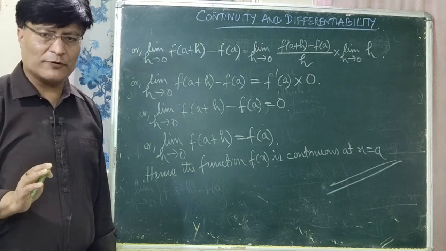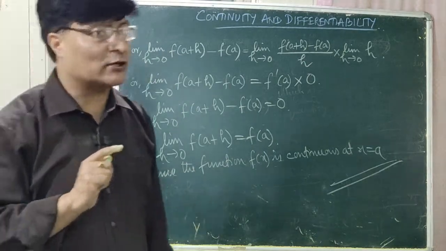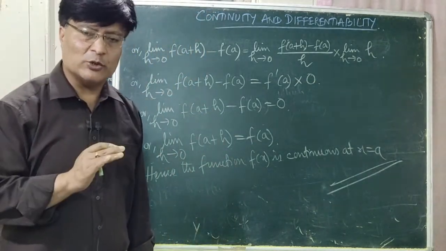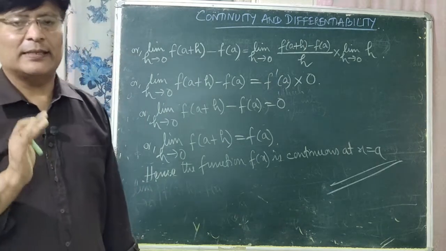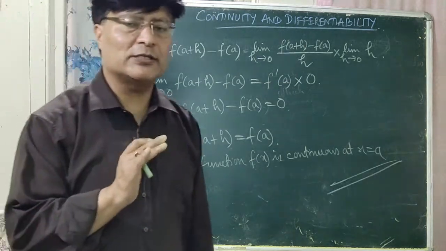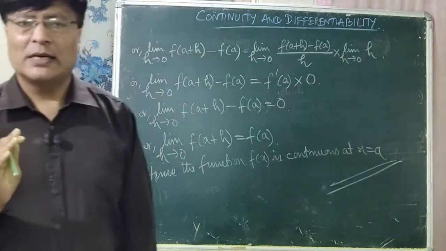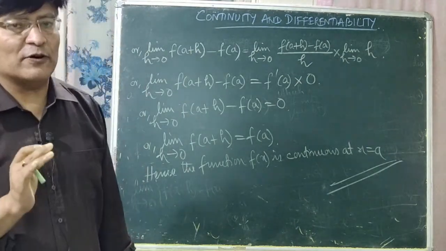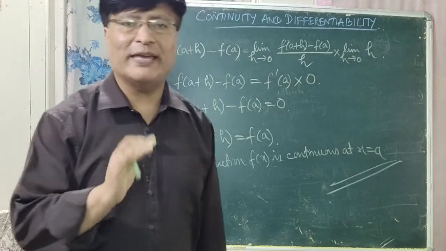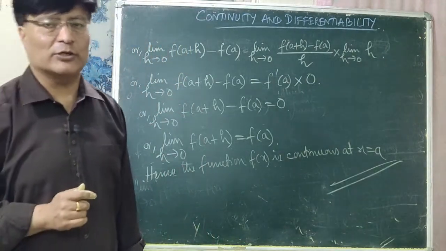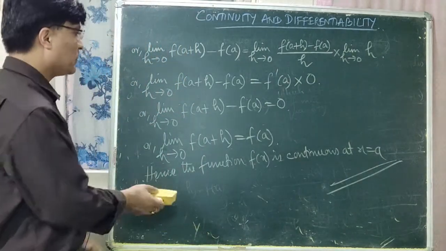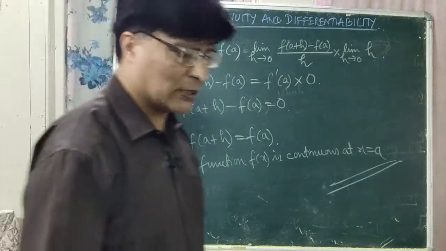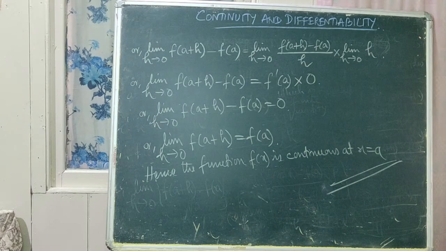So is that clear to all of you? But the converse part is not always true. That is, if the function f of x is continuous at x is equal to a, then the converse part is always not true. That means, if the function f of x is continuous at x is equal to a, then the function f of x may or may not be differentiable at x is equal to a. Okay? So you can copy it. We'll do the converse part now. The converse part is not always true.